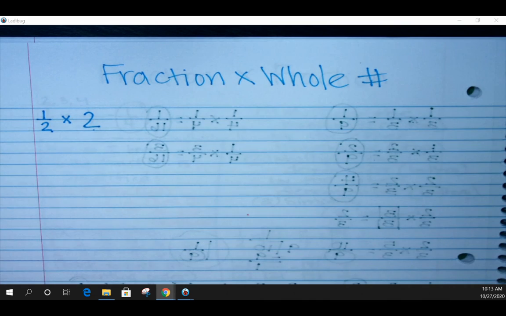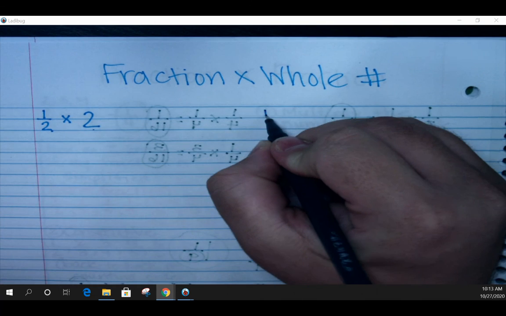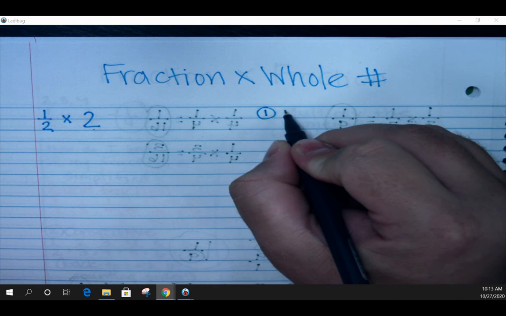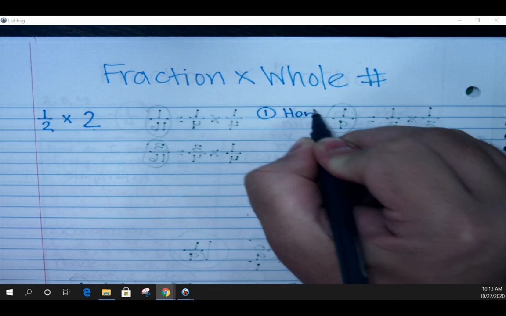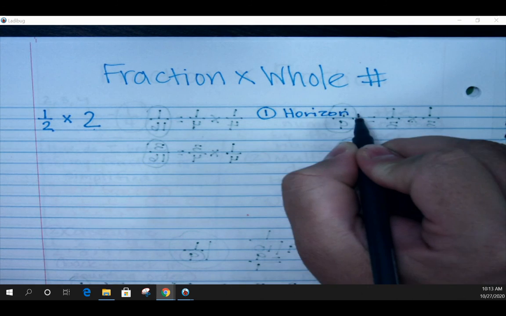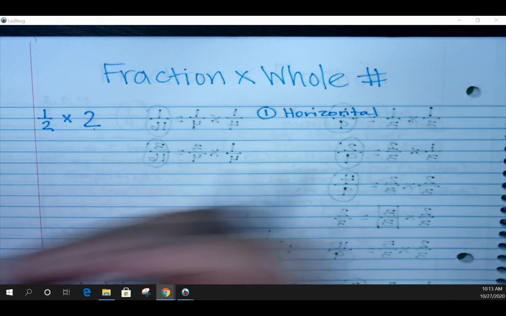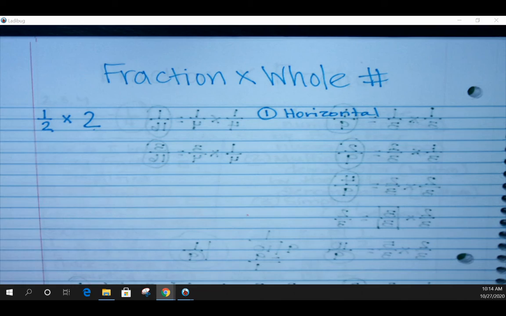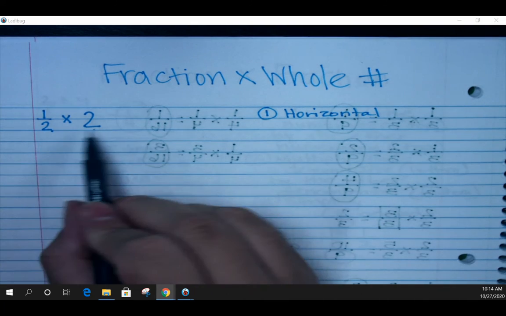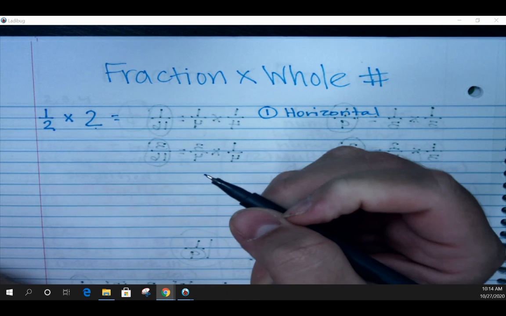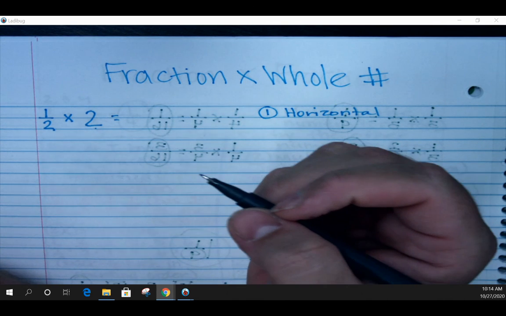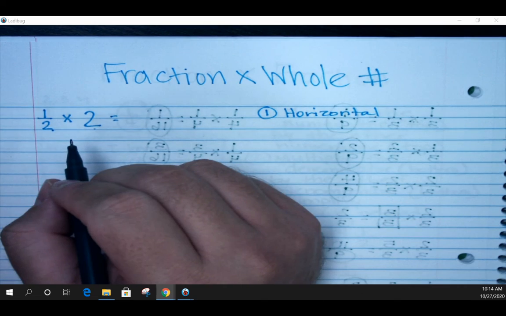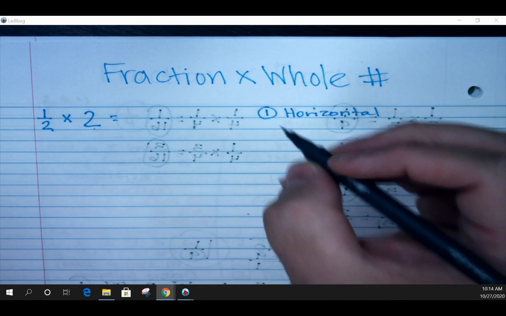So, step 1 is to set it up horizontally, which is different from if we're adding or subtracting. When we add or subtract, I want you to set it up vertically. But we talked about setting it up horizontally this way if we're multiplying. It doesn't matter which side the whole number is on.